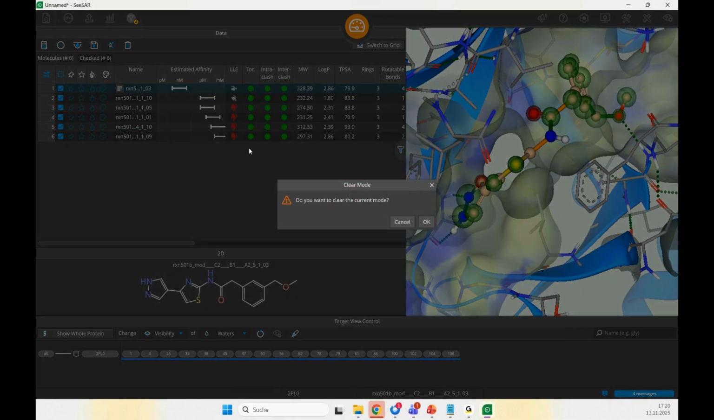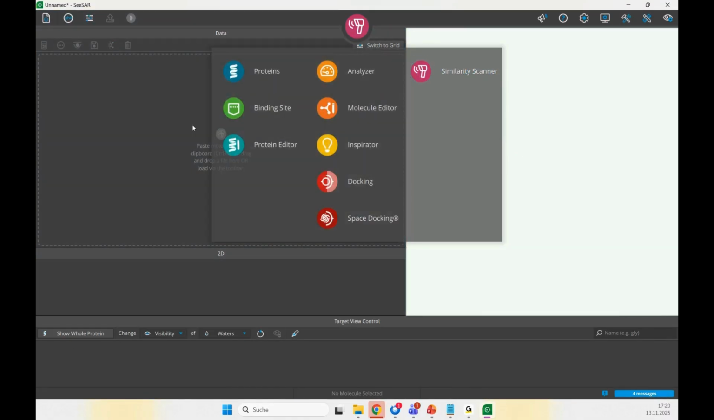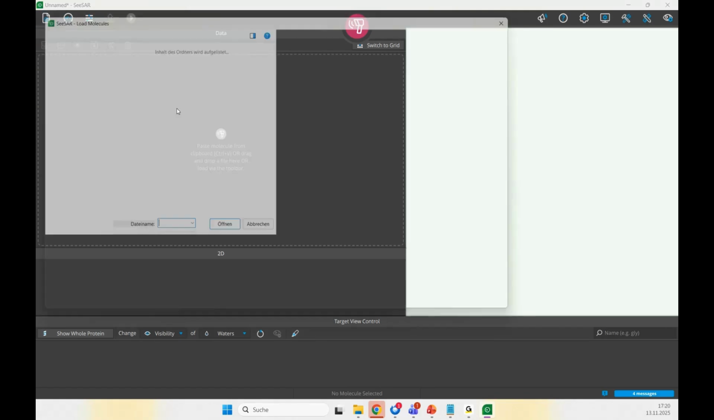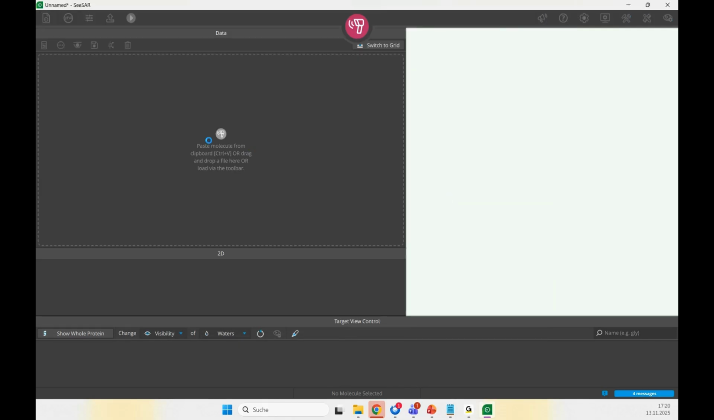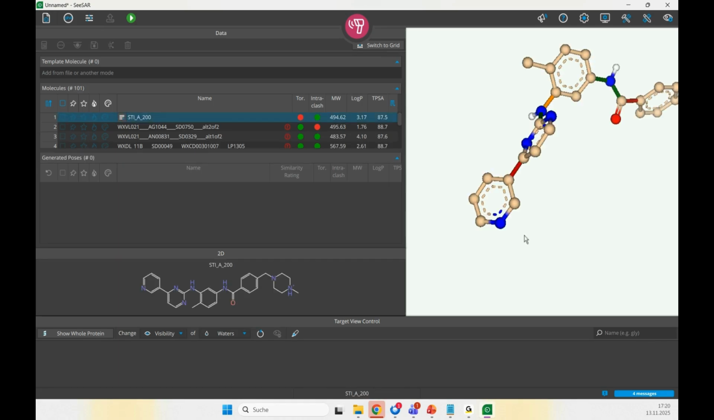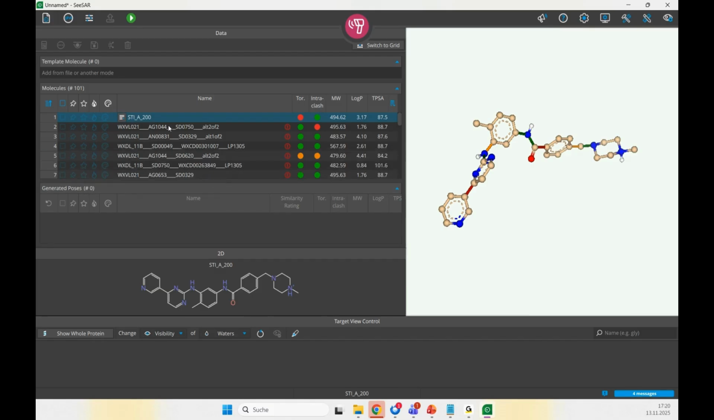Welcome to the Similarity Scanner. The Similarity Scanner is a ligand-based mode where we align compounds without the need of a target structure. I have prepared an example, and this is the Similarity Scanner. So let's assume you have your imatinib as a target or as an active compound, but you don't know the target, and would like to know how the other compounds actually align to my initial compound.